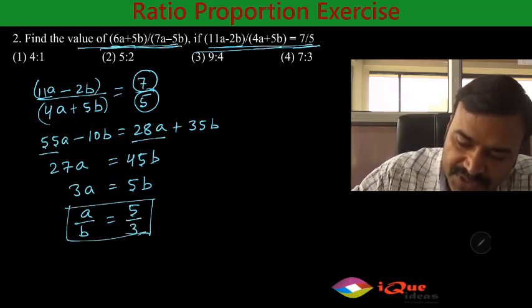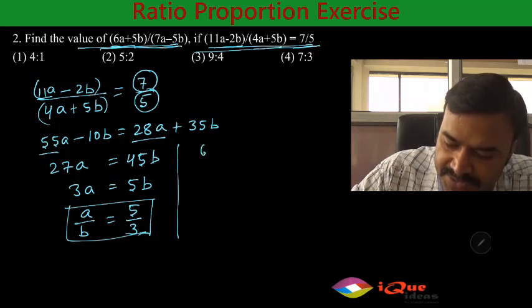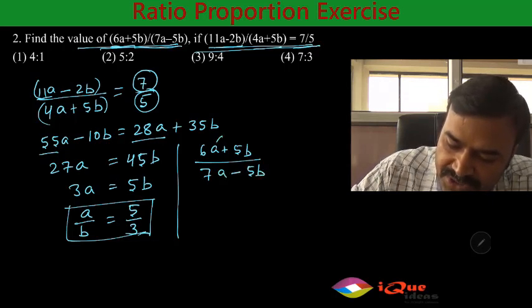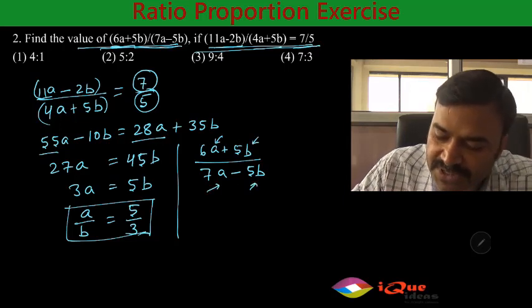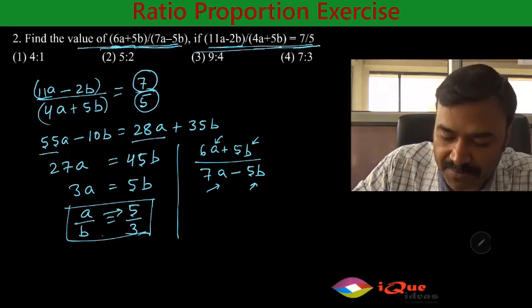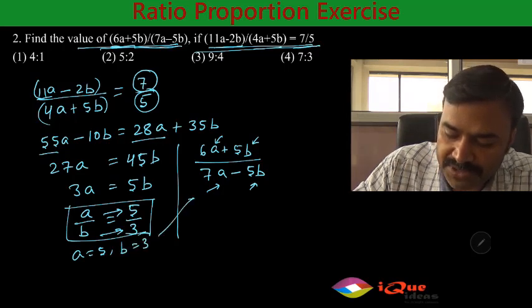The question is asking the value of this ratio, which is 6a plus 5b divided by 7a minus 5b. Now remember, we have to just check the power in each term. In each term here the power is just 1, and that means it is the same power. Each term has the same power. So just take a equal to 5 and b equal to 3, and put it in this expression.